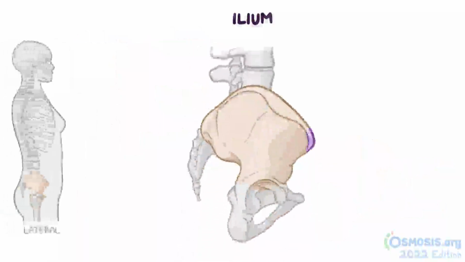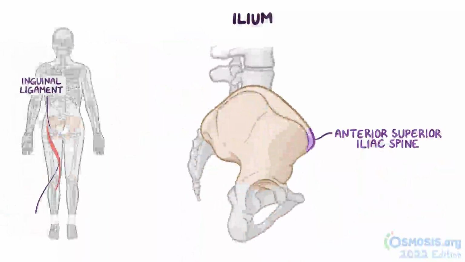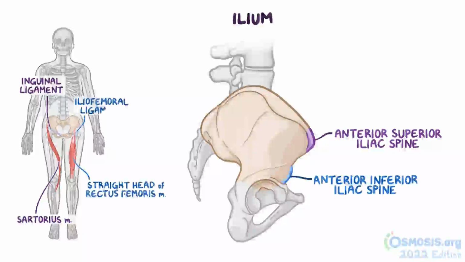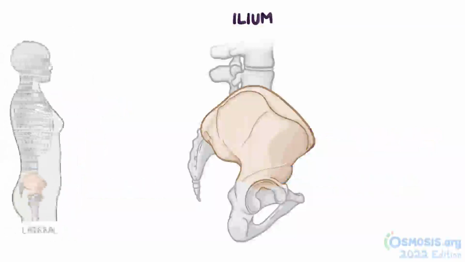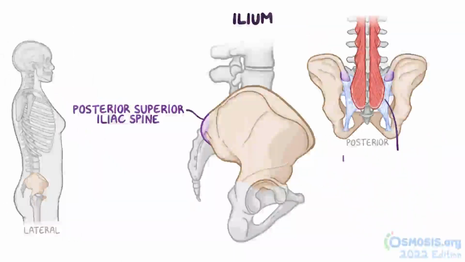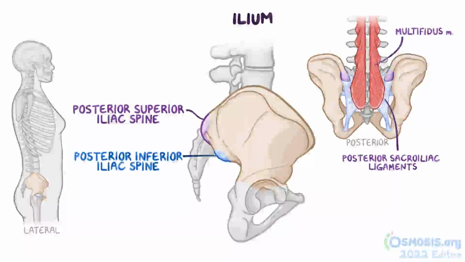Next, the anterior border presents the anterior superior iliac spine superiorly, where the inguinal ligament and the sartorius muscle attach. And underneath it, there's the anterior inferior iliac spine, where the straight head of the rectus femoris muscle and the iliofemoral ligament of the hip joint attach. Finally, the posterior border has a posterior superior iliac spine, which is where the oblique portion of the posterior sacroiliac ligaments and the multifidus muscle attach. Underneath it, there's a posterior inferior iliac spine, below which is a deep notch, the greater sciatic notch.